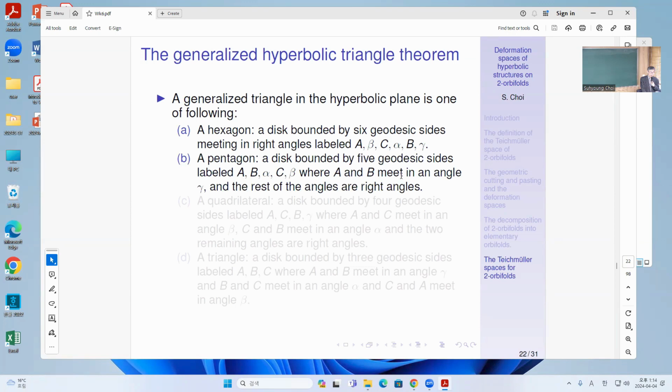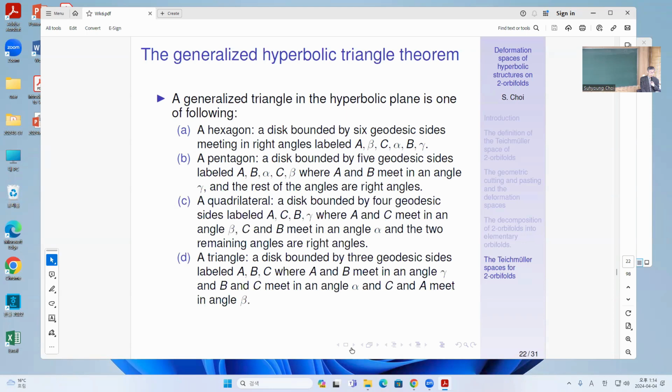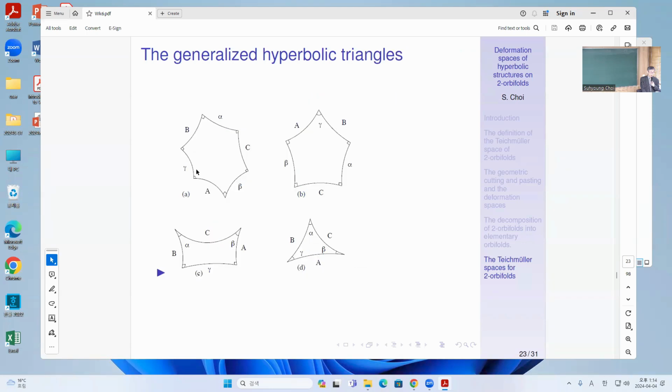And then the pentagon, where again you have five geodesic sides: A, B, which meets at a right angle, and the angle gamma, and then alpha, C, beta. If you see the picture, it'll be like this. The first one is A, alpha, and then B, C, and beta opposite. And here A, B, but gamma now, you look at this, gamma is shrunk to an angle.